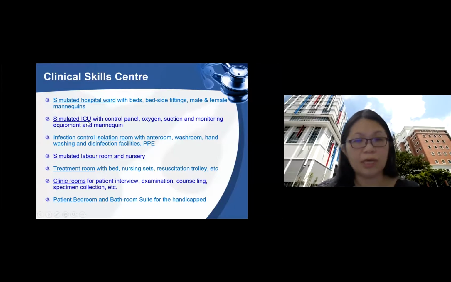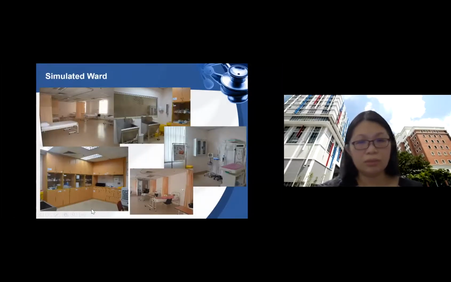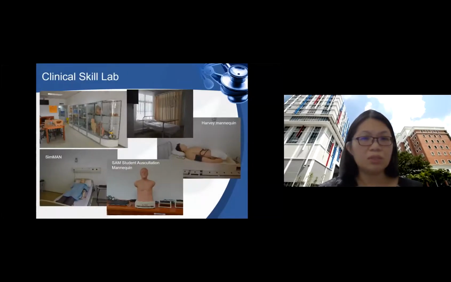In the clinical skill center, we have a simulated ICU, and a simulated hospital ward with beds and bed fittings, because this clinical skill hospital ward is also a skill training center for our nursing students. We have an infection control isolation room, a simulated labor room and nursery, a treatment room and a clinic room as well. Just to show you some of the pictures here, this is the simulation ward and this is the treatment room. This is the ward, this is the labor room, and this is where the doctors will examine the babies after they are born, right? So this is a clinical skill lab we have.